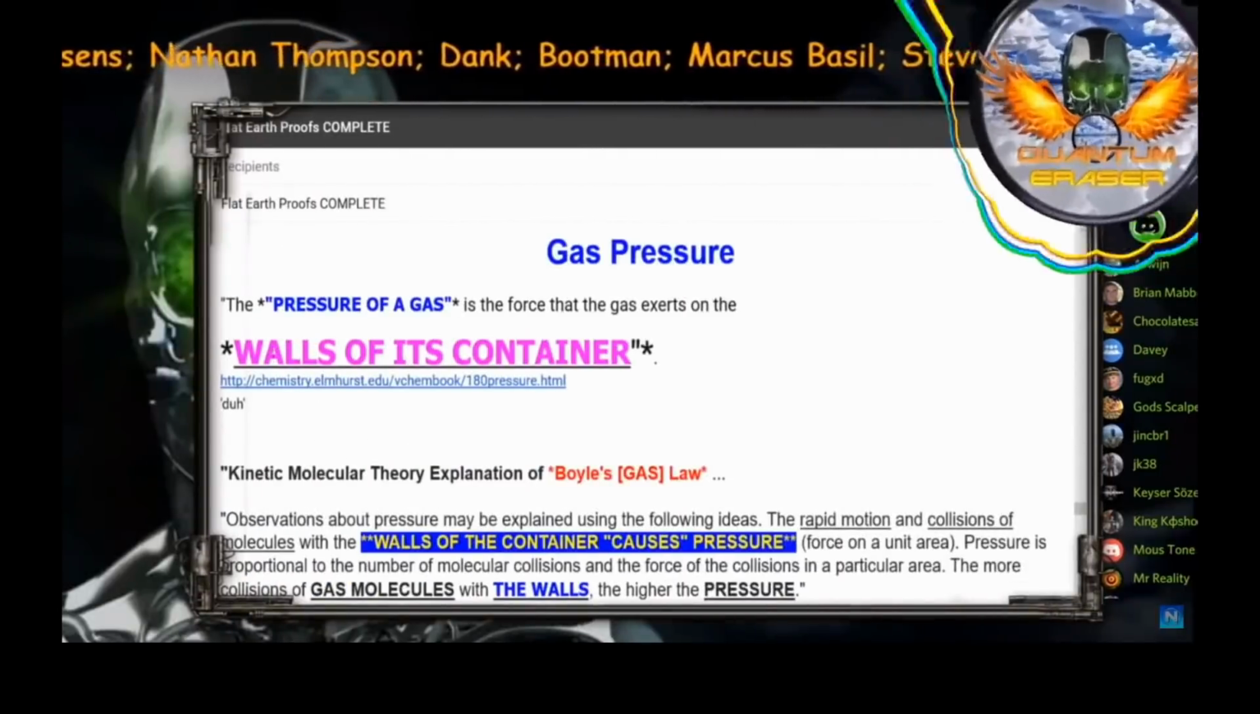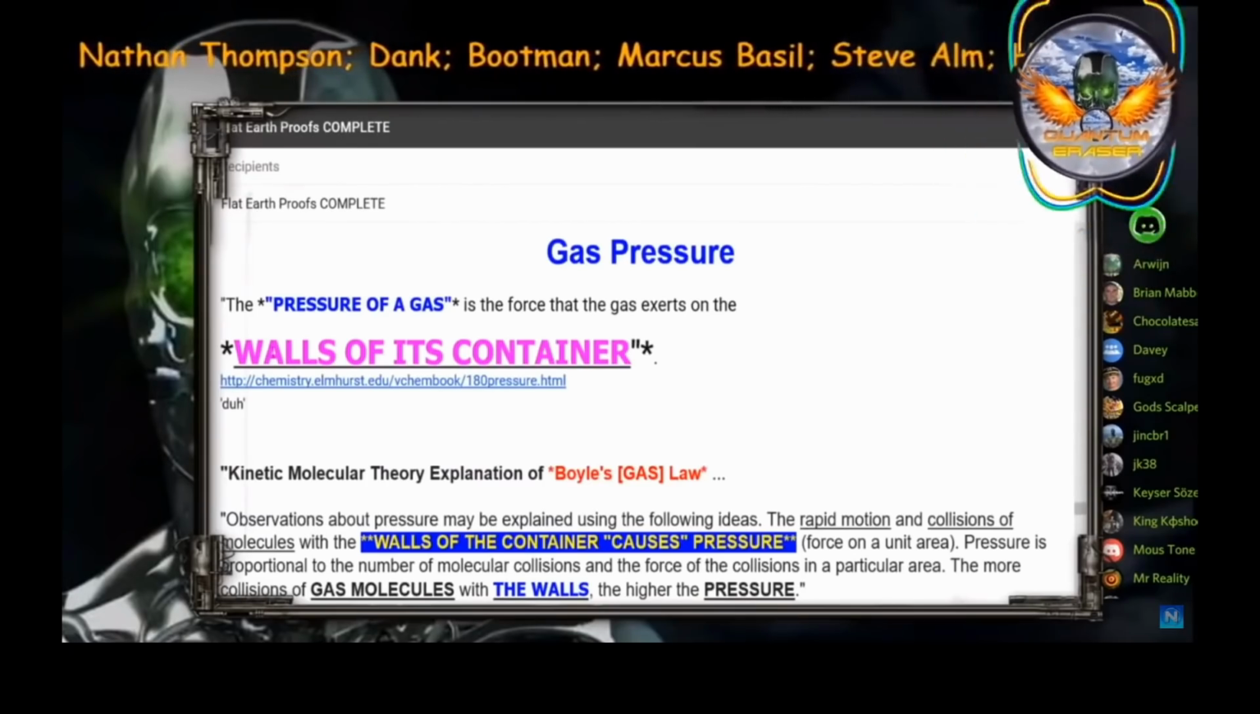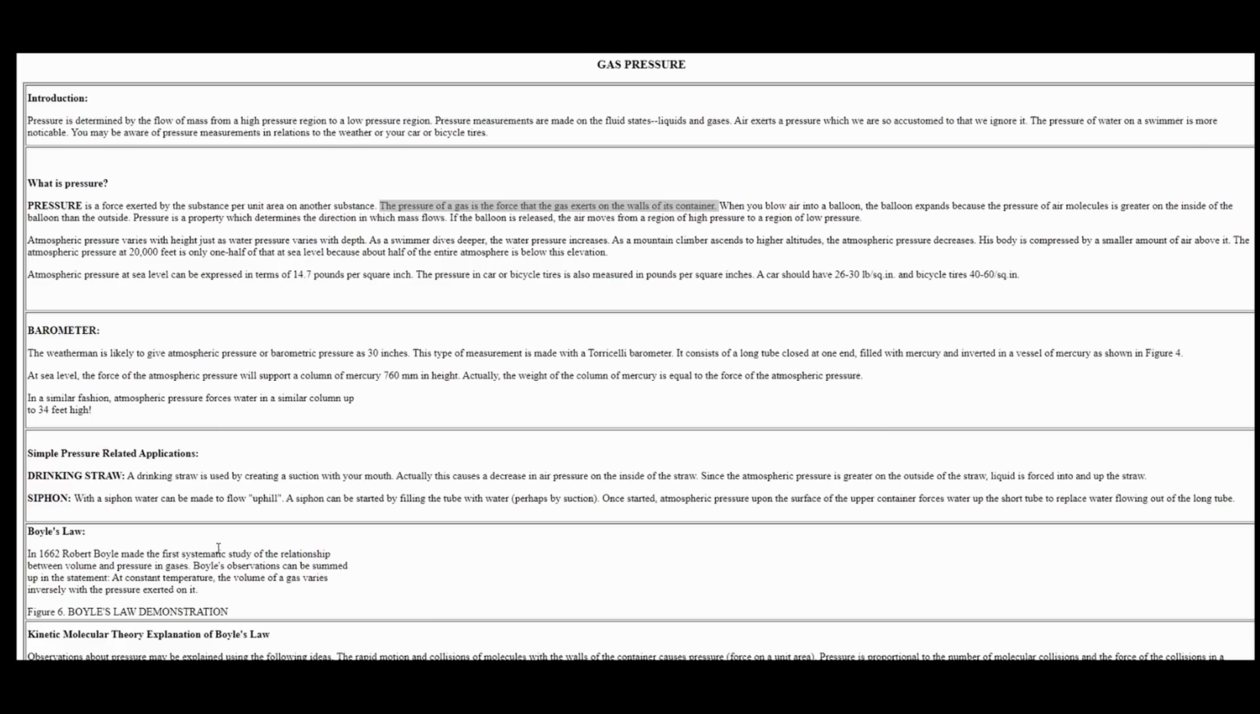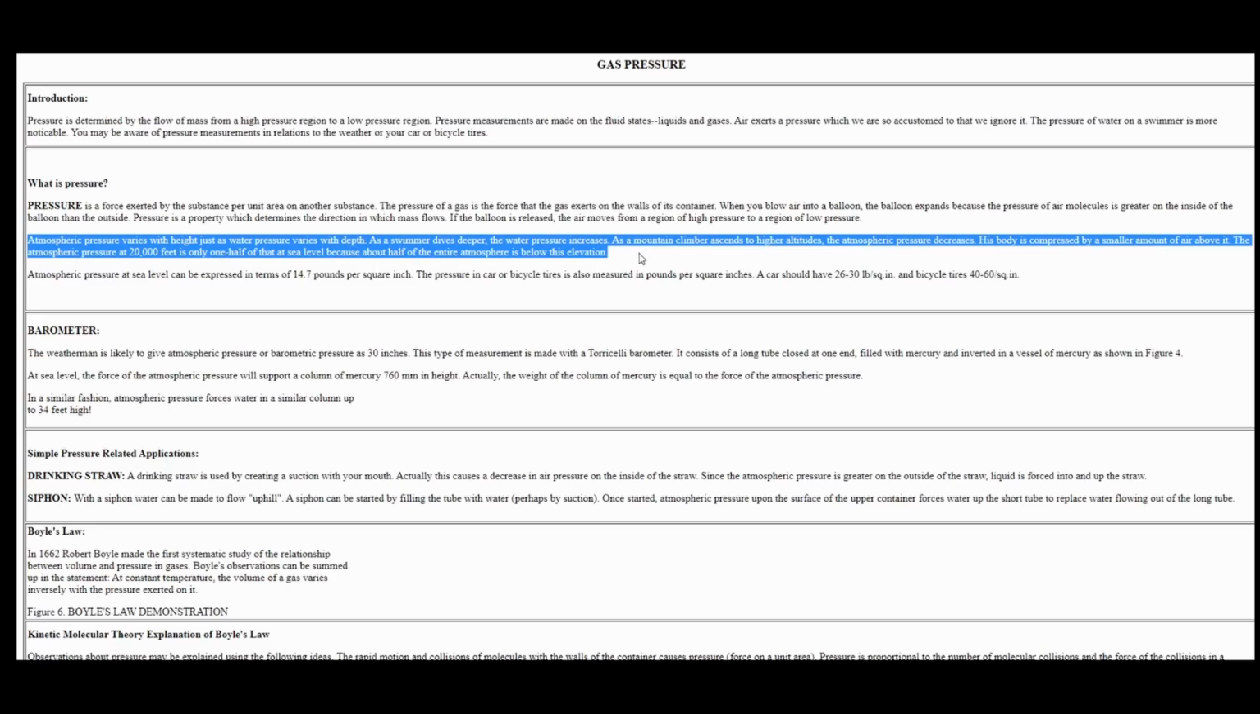Again, from Elmhurst University Chemistry Department, the pressure of a gas is the force the gas exerts on the walls of its container. This is not looking good, Whistledook. From Elmhurst University, what you quoted was just this one little sentence. The pressure of a gas is the force that gas exerts on the walls of its container. You seem to have omitted this paragraph. I wonder why. Let's see.